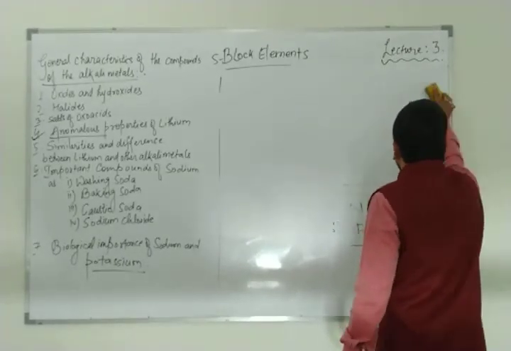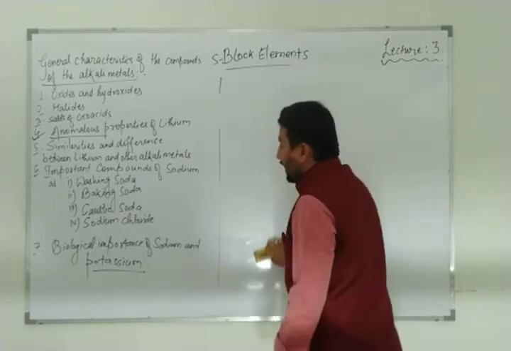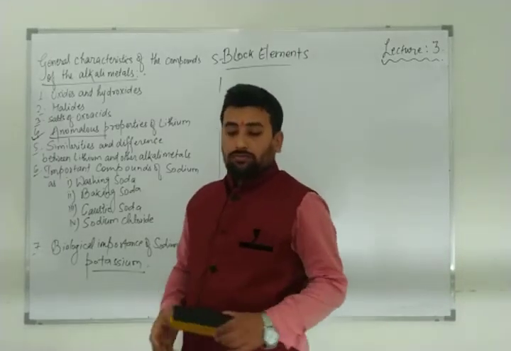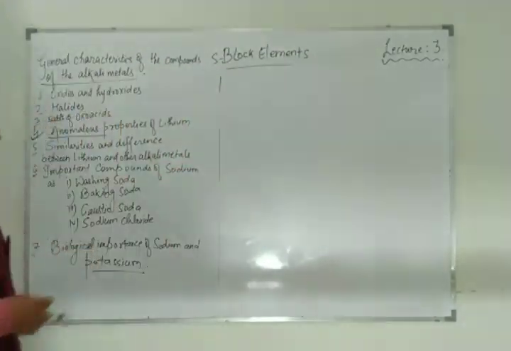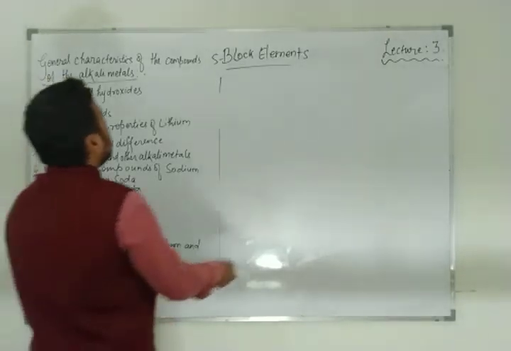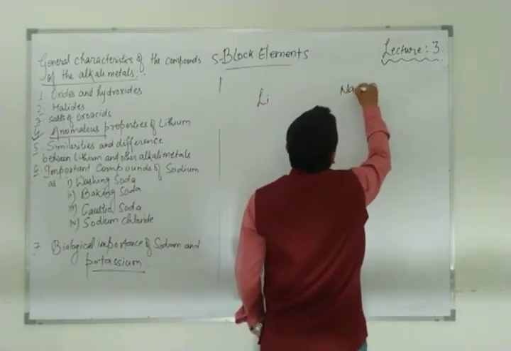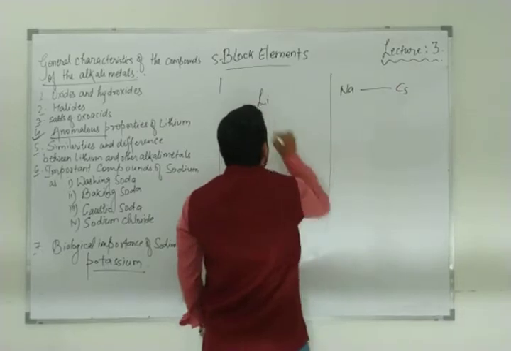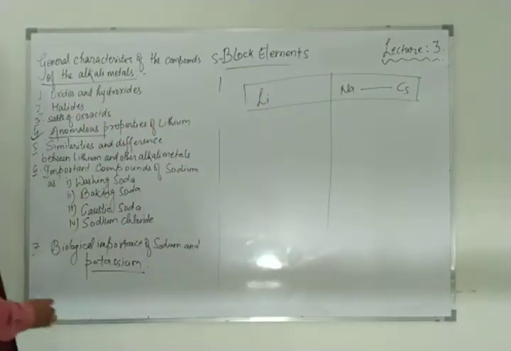Lithium will have some special characteristics. Some of the properties are the same in alkali metals and some of the properties are different also. So first of all we are going to discuss the differences between lithium and other alkali metals, means lithium on one side and sodium to cesium on the other side. First I will tell you about the differences, and second we will discuss the similarities.